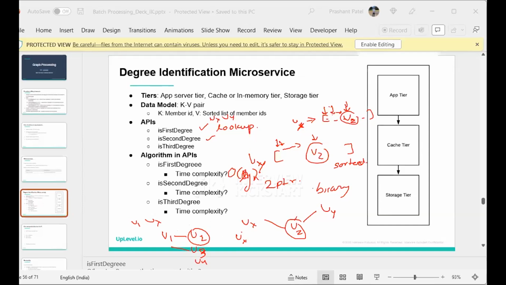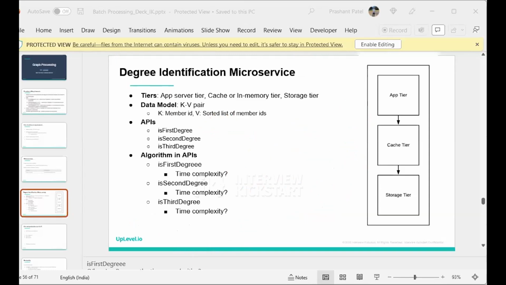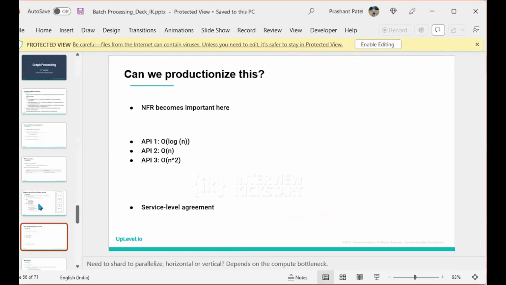Any question on that? If somehow you're asked how you would implement this, these are the kinds of algorithms that you can discuss.